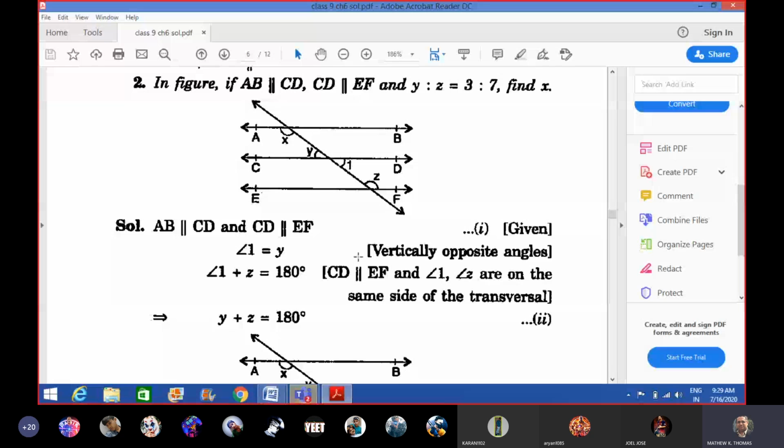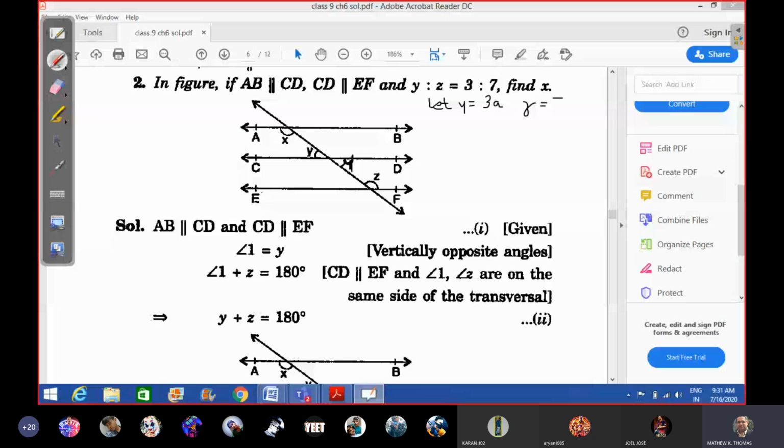Okay. Now y and z are in the ratio 3:7. So what we'll do, yesterday I told you, whenever there is ratio, we will assume. Don't take x because x is already a variable here. So you can take something else. So let y equal to 3a. A is not here, so I can take a or any other. And let the value of z be 7a.